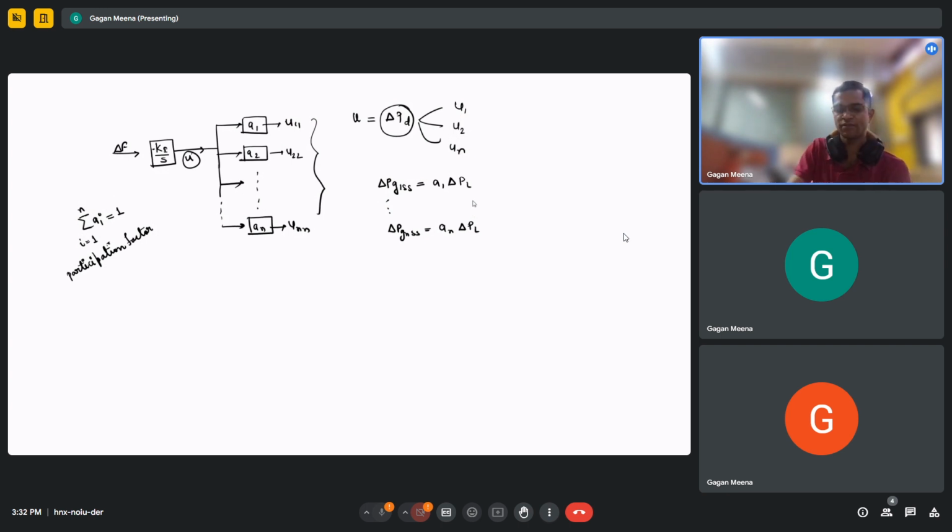So this was for the single area system. Now after this we go into the concept of control area and then area control error and all that in the next week.